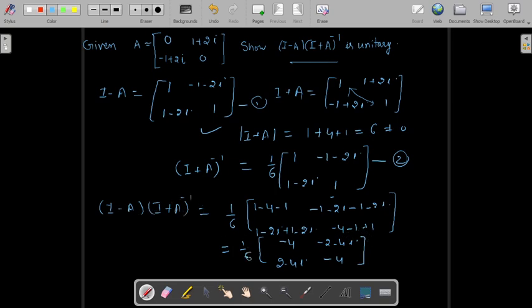Say this is B, and I have to show that this is unitary. Then I have to prove that B into B transpose conjugate becomes I. So just calculate the transpose conjugate of B and multiply, and you will get I.